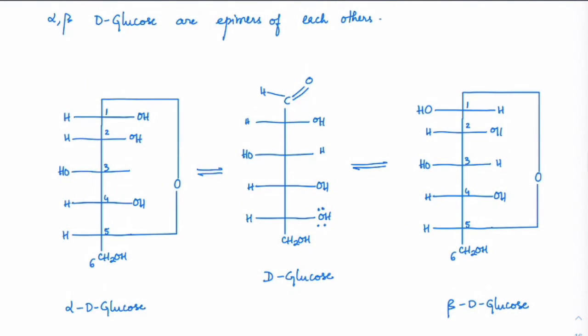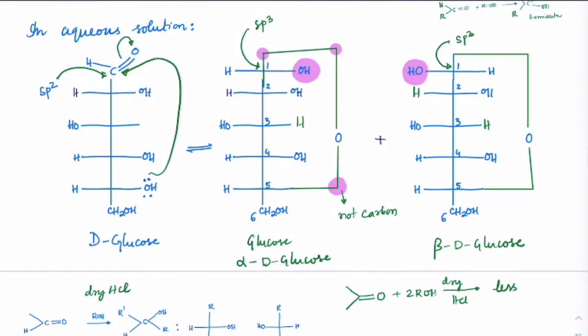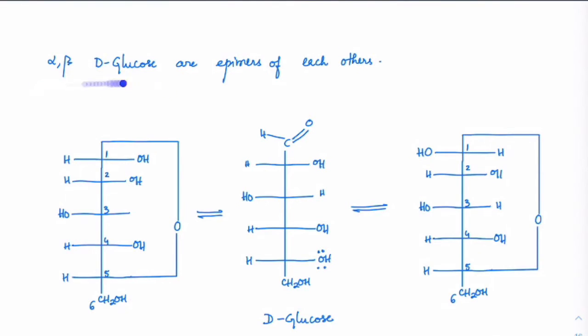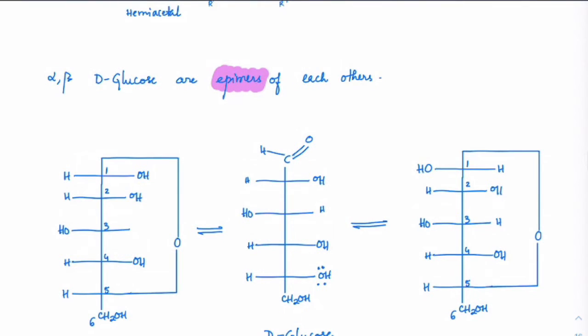Now check this. Alpha and beta glucose, if you observe with each other, every chiral center is exactly the same except on this carbon one. On this carbon one, it has become OH on the right hand side, here OH on the left hand side. So can I say alpha, beta D glucose are epimers of each other? Yes, they are epimers of each other, correct? And such epimers which are forming a cyclic structure, so these are cyclic epimers. These cyclic epimers are called anomers.